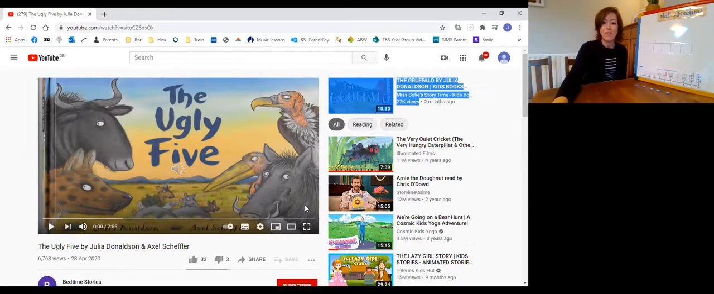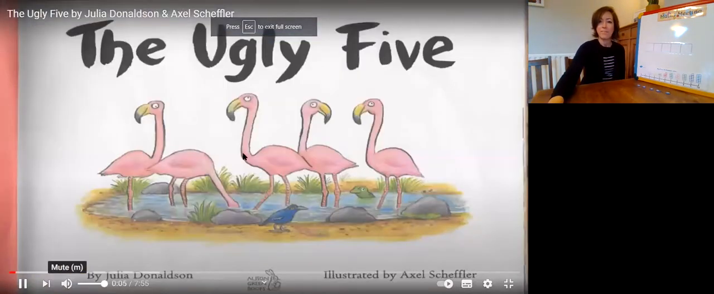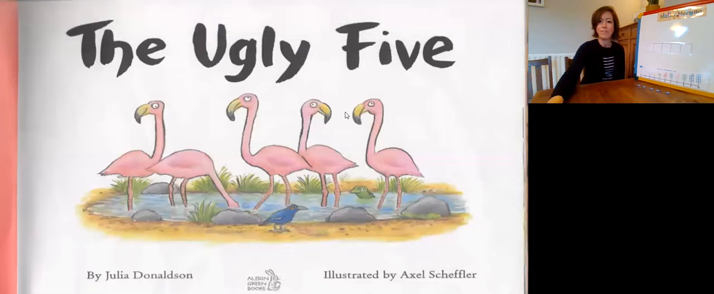Okay, right. So get your 5 frames and your counters ready. I've got some little counters like this, but you can use whatever you like. Okay, so make sure you've got those before we start. Okay, right, The Ugly Five. The Ugly Five by Julia Donaldson and Axel Scheffler, read by Ozzy's daddy.